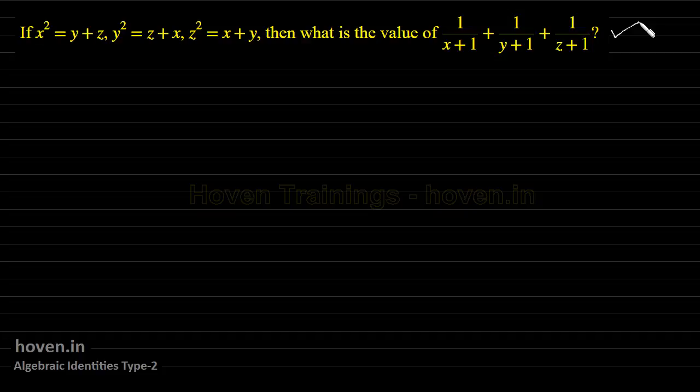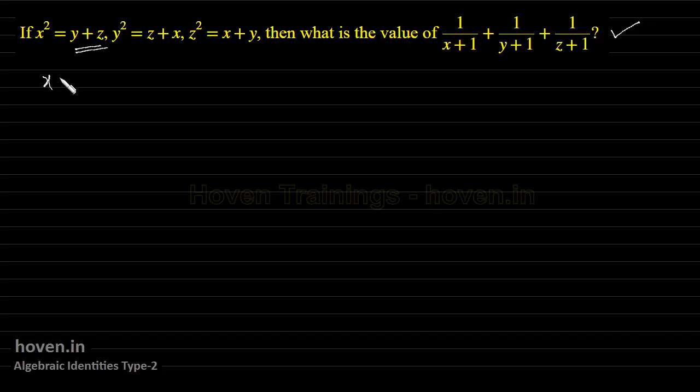Here he says, x square is equal to y plus z, y square is equal to z plus x, z square is equal to x plus y. Then what is the value of this expression? It's again everything about observation and adjustment. Y and z are appearing together, but x is not on the right side.